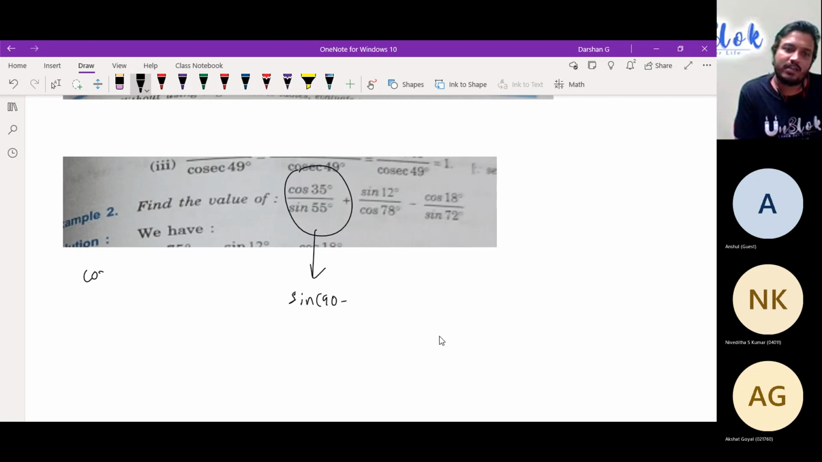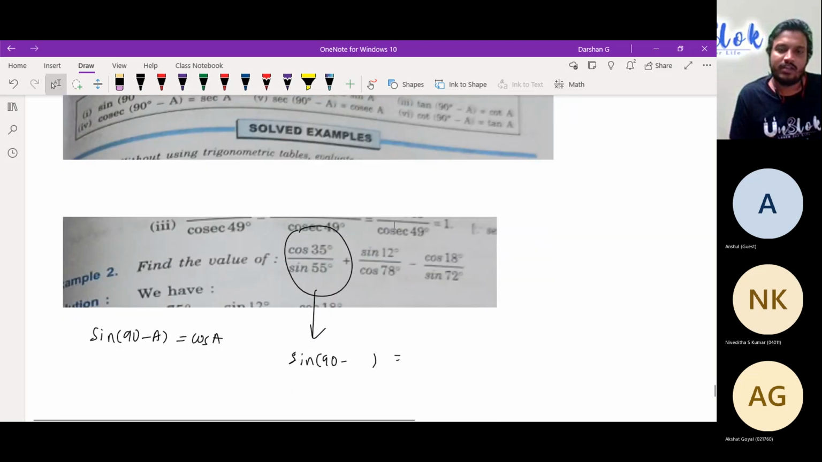We have studied sine 90 minus A is cos A, right? So I am writing A only. So it will be 35. I have to write it as sine 90 minus 35. So this will be sine 55, so I'll have sine 55 by sine 55. Then it got cancelled. Answer is 1.